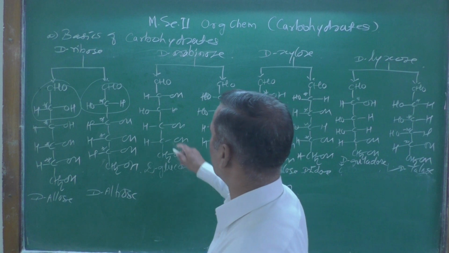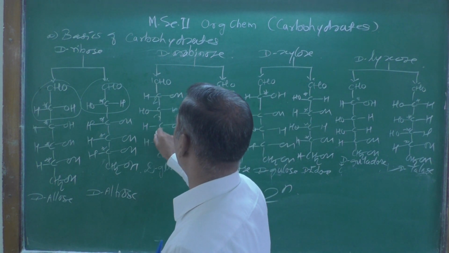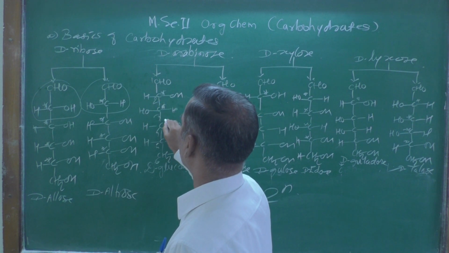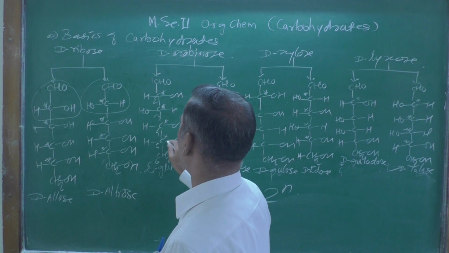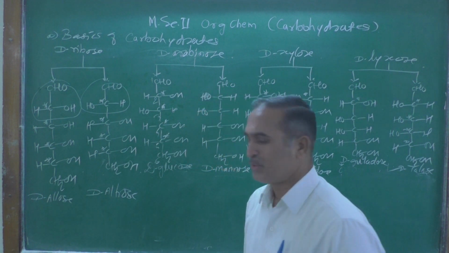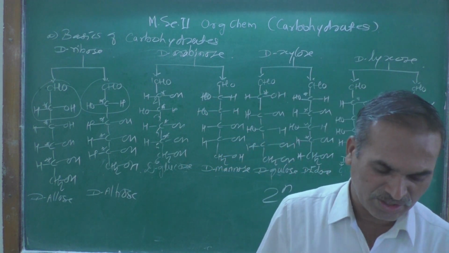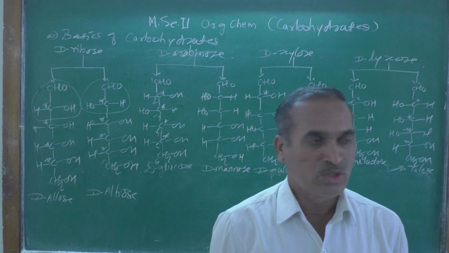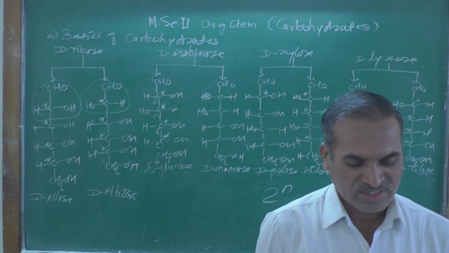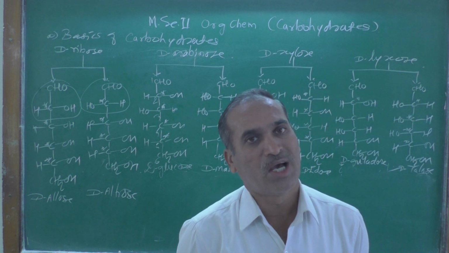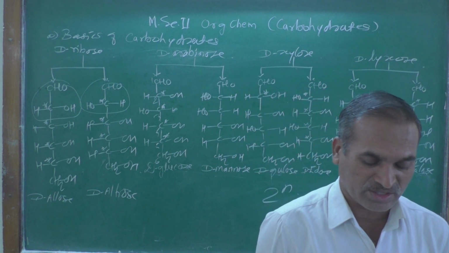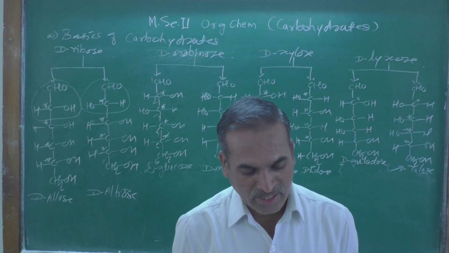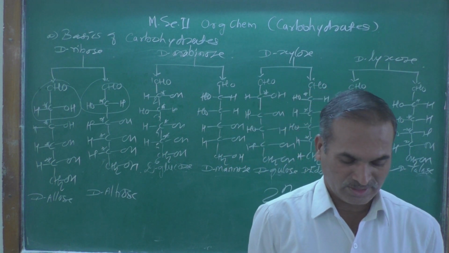Look here, glucose, carbons 1, 2, 3, 4, 5 and 6. So there are 4 chiral centers, at carbon number 2, 3, 4 and 5. So C2, C3, C4, C5, and hence 2 raised to n is equal to 2 raised to 4, which is equal to 16 isomers possible. Out of 16 isomers, 8 isomers belong to the D series and the remaining 8 isomers belong to the L series.